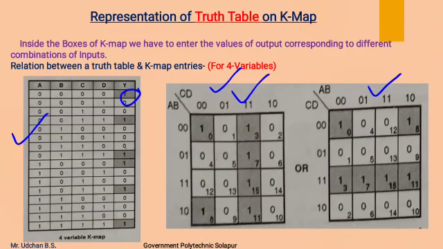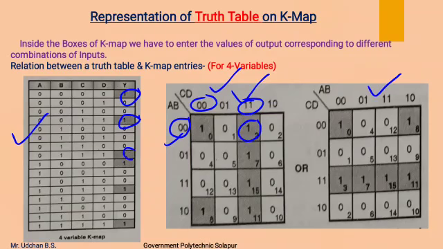Now I will enter this value 1, for which the position of ABCD is 0, 0, 0, 0. This is 0, 0 and this is 0, 0, and the position is over here, so I can enter 1 into this cell. Similarly, if I take this output 1, for which the input combination is 0, 0, 1, 1, the position will come over here, for which AB is 0, 0 and CD is 1, 1. So I can enter the next one in this cell.